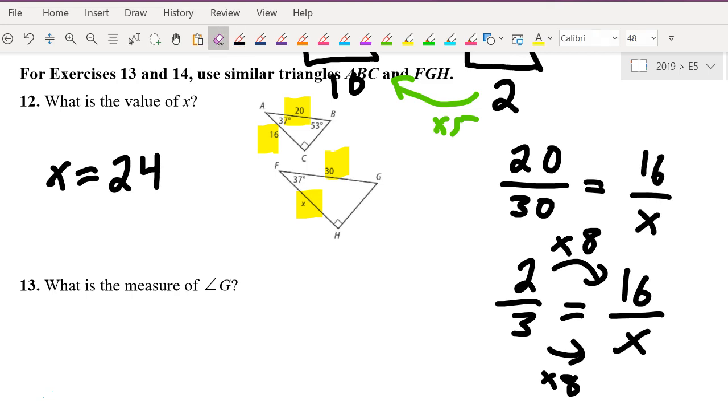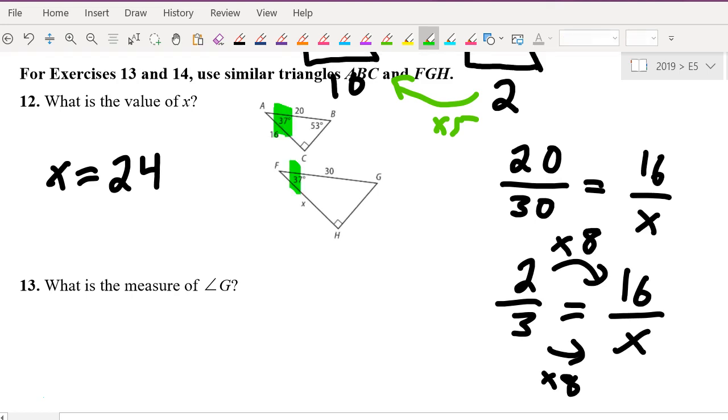So here though, real quick, we're gonna finish this up. When we have triangles that are the same shape, the angles are exactly the same. See how this is 37, 37? Okay. Well, 53, they're asking you for this. So what's the measure of angle G? You're right, 53. Okay, if they're the same shape, they're the same measure.